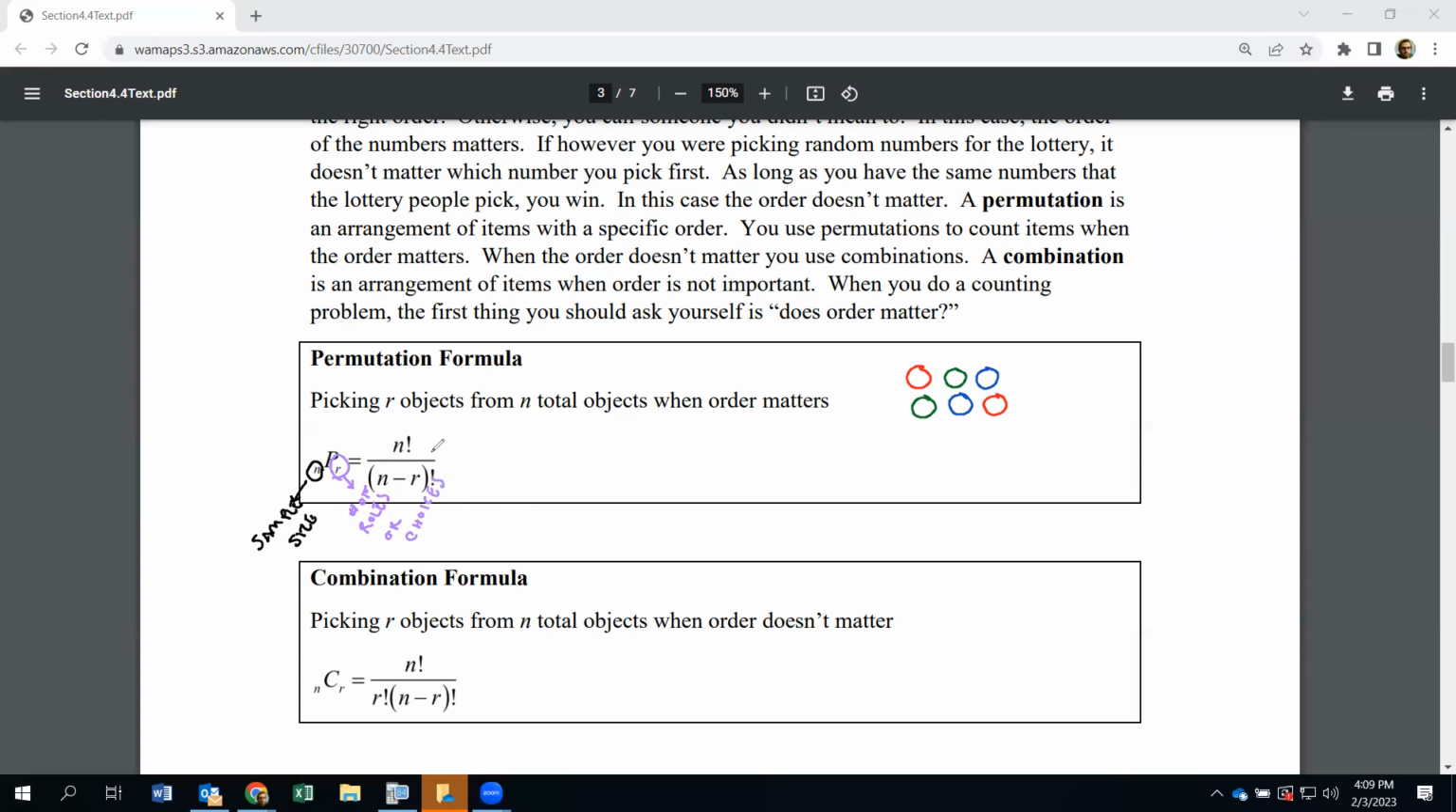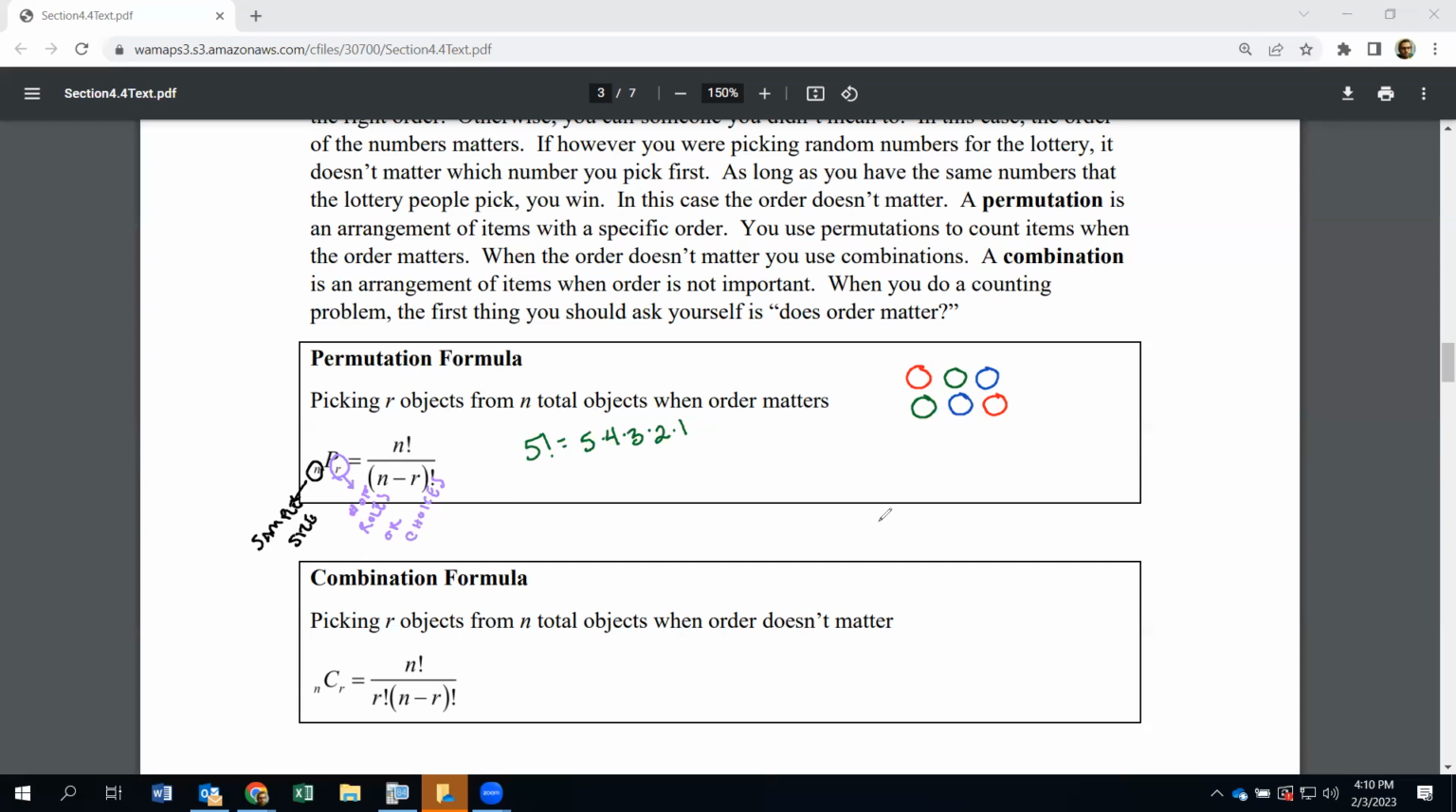Now, what we have here is n factorial. So when you see this exclamation point, it stands for factorial. So the natural question is, well, what is factorial, or what does factorial do? Factorial is referring to a multiplication. So it's a notation. So for example, if you have 5 factorial, this is going to be 5 times 4 times 3 times 2 times 1. Essentially, you're counting all the way down to 1, and you're multiplying each number as you go.